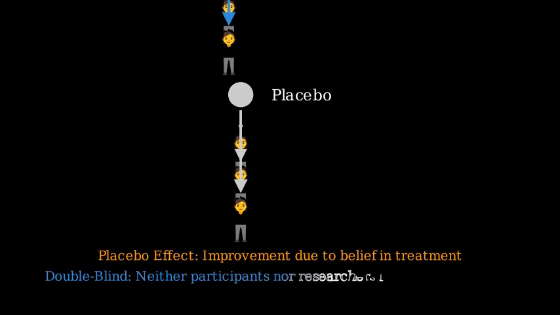In well-designed studies, neither the participants nor the researchers know who's receiving the real treatment versus the placebo. This is called a double-blind design, which helps prevent bias.